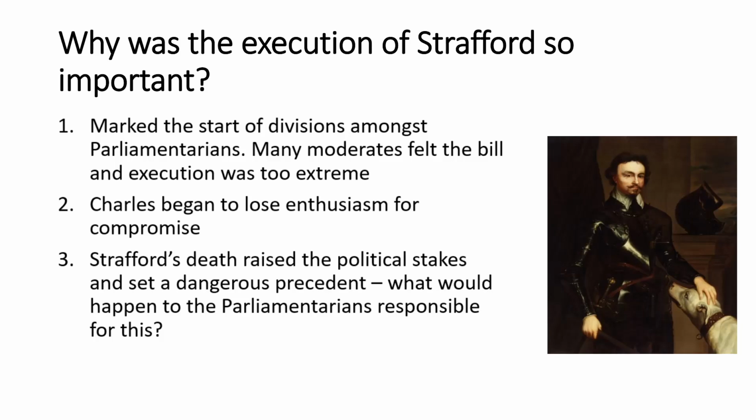Finally, Strafford's death raised the political stakes and set a dangerous precedent. What would happen to parliamentarians responsible for this? So now there's a real issue. If Charles was to regain the ascendancy, if Charles was to gain control of an army that could potentially threaten Parliament, what would happen to the MPs who were responsible for Strafford's death? We've seen in the past that the MPs who passed the 3 resolutions, for instance, were locked up in the Tower of London and died. This raises the political stakes. John Eliot is our example there, in late 1629 into the 1630s. Look him up if you've forgotten about him. So this raises the political stakes. Radicals now can't lose control because they fear what might happen to them. So this means every issue from this point is going to be escalated in its significance.